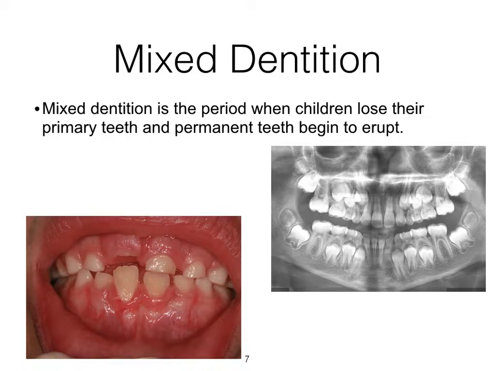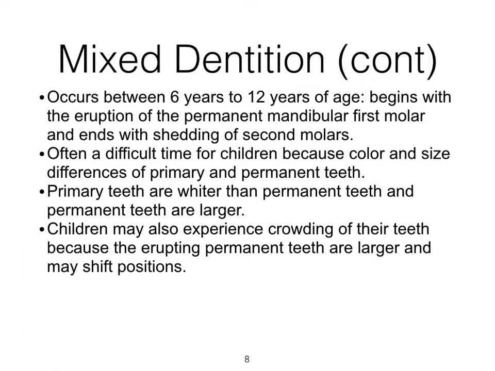So next is the mixed dentition, which is just the period when children lose their primary teeth and permanent teeth begin to erupt. So you have a lot of teeth going on. If you look at the x-ray or the radiograph photo, you can see all that's going on in that picture. Mixed dentition occurs between 6 years and 12 years of age, beginning with the eruption of the permanent mandibular first molar and ending with the shedding of the primary second molars.